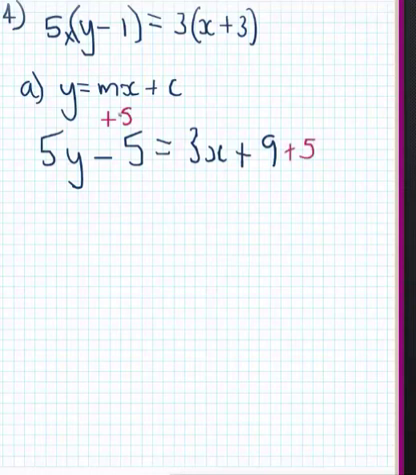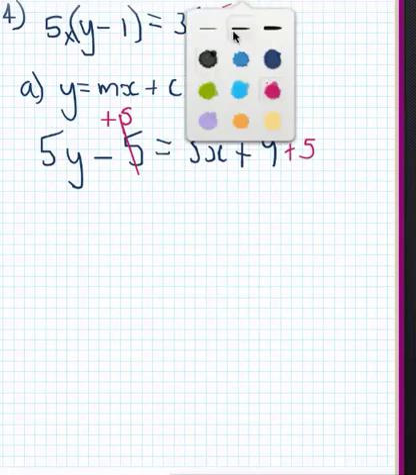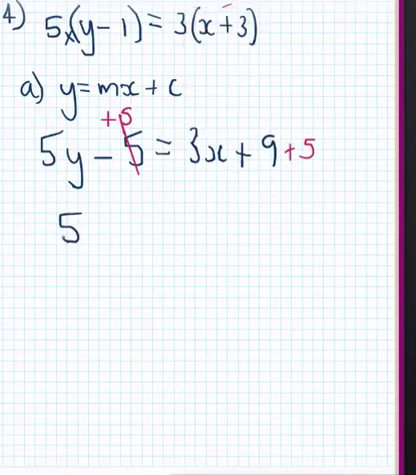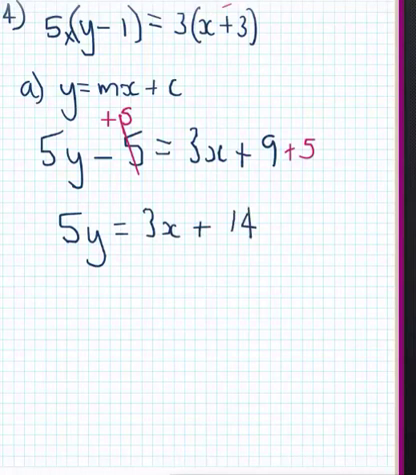So I'm left with 5y equals 3x plus 9 plus 5, which is 14. Okay, and I'm almost there. Just one more step. Get rid of this 5. And I have 5 times y here, and the opposite of times is to divide by 5.